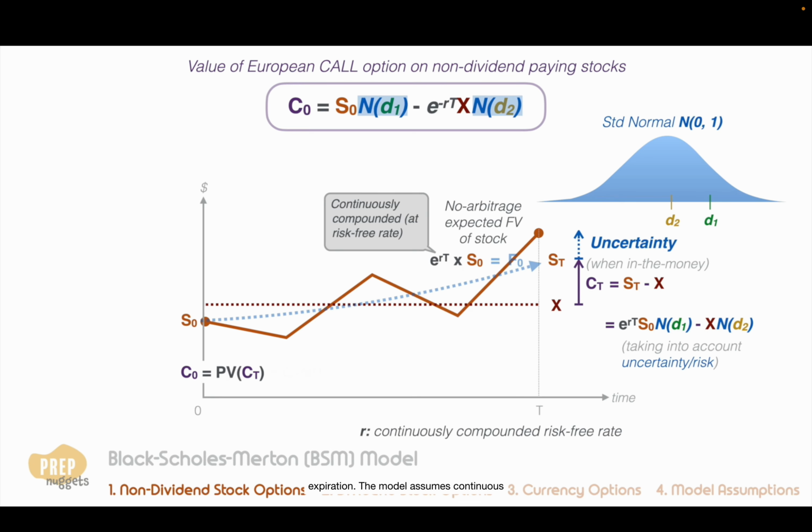The model assumes continuous compounding, so we discount the payoff by e to the power RT, where R is the continuously compounded risk-free rate. So based on this expression, which takes into account uncertainty, the PV of the payoff is therefore as such. This is how the expression of the BSM model for call options on non-dividend paying stocks is arrived at.